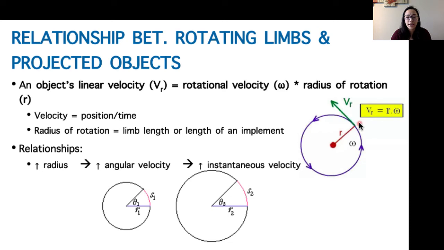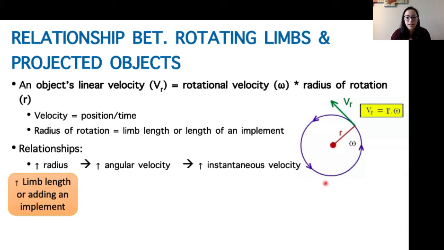Linear velocity changes are going to result from both of these two things changing. So if the radius increases, there is greater angular velocity, and then our linear velocity, which is also referred to as tangential velocity, is the tangent at any instant of this circular path that some projected item is traveling through.